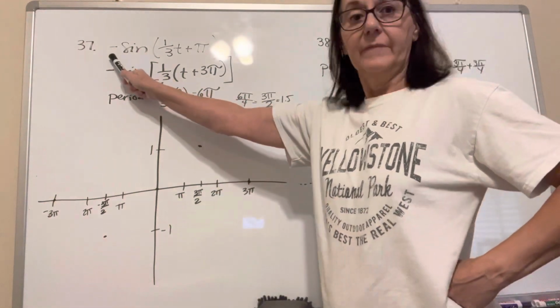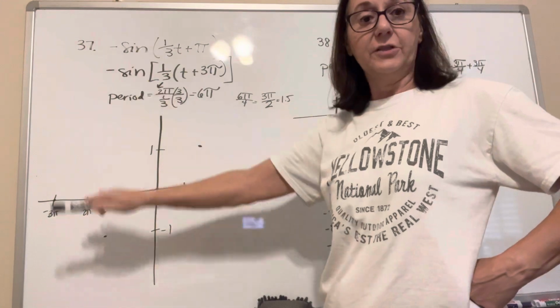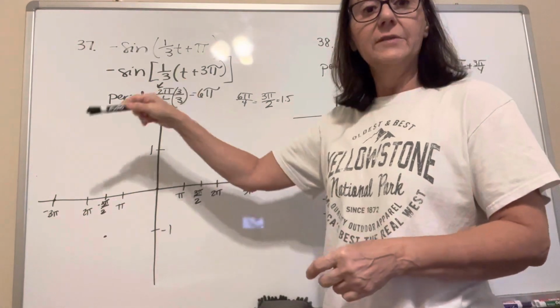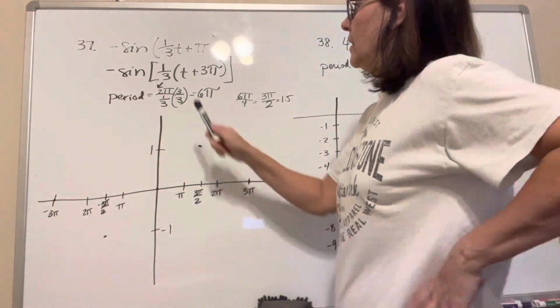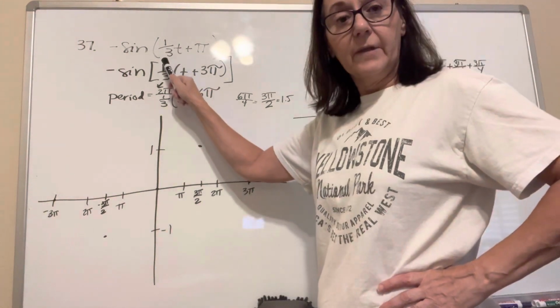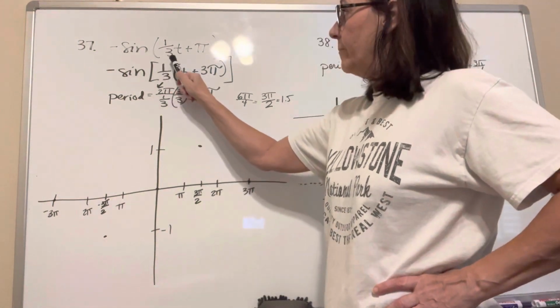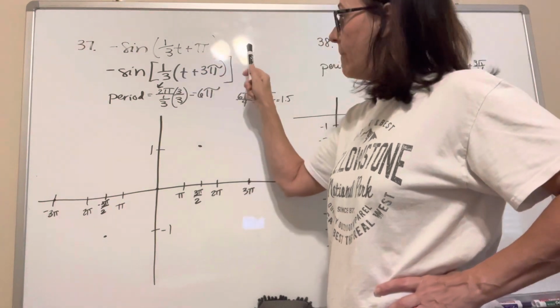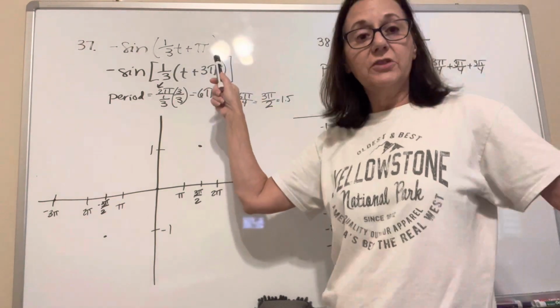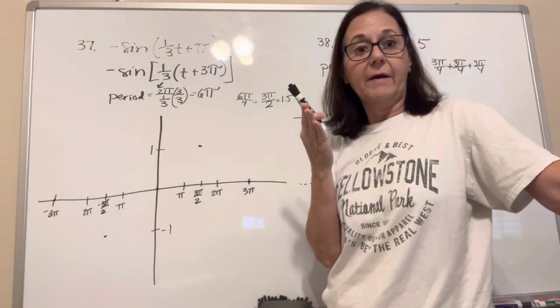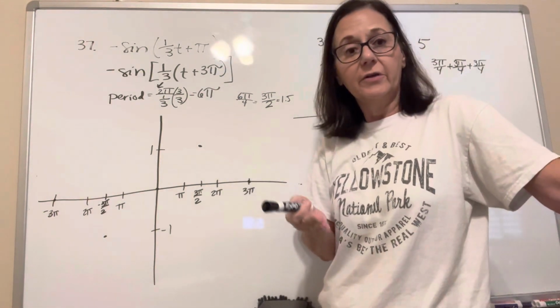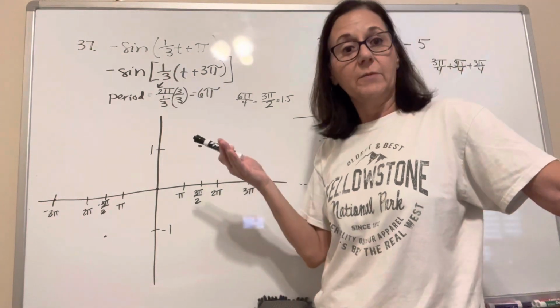All right, that is a vertical reflection. So the sine would normally go up, but now it's going to go down first instead of up. This 1/3 helps me know what my period is. But to know my horizontal shift, left or right, I have to factor out the 1/3. So it's almost like multiplying by 3, dividing both of these terms by 1/3.